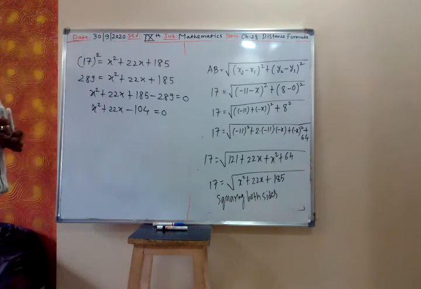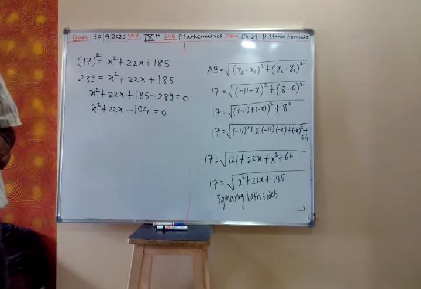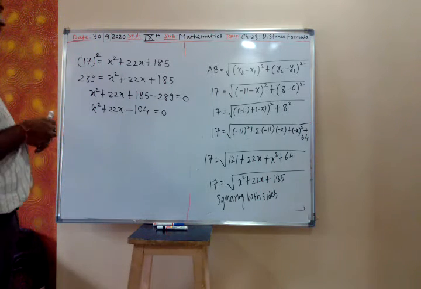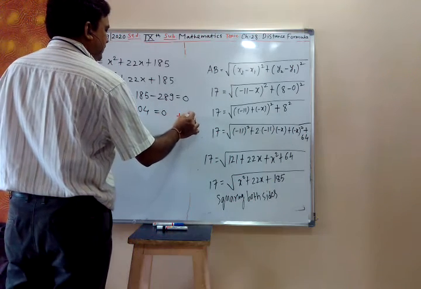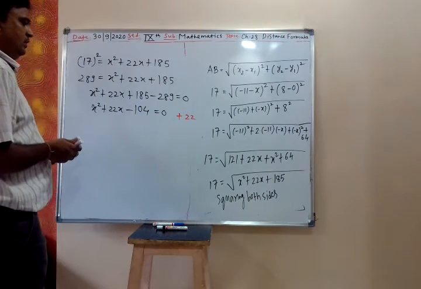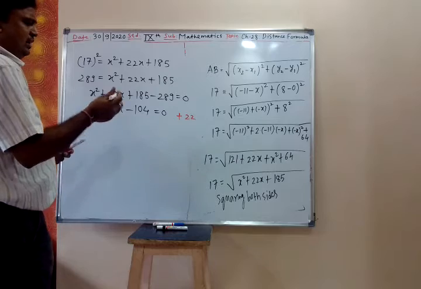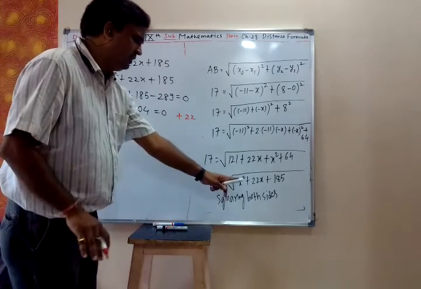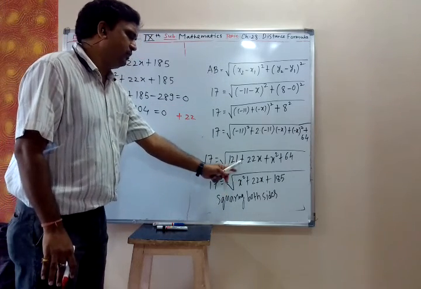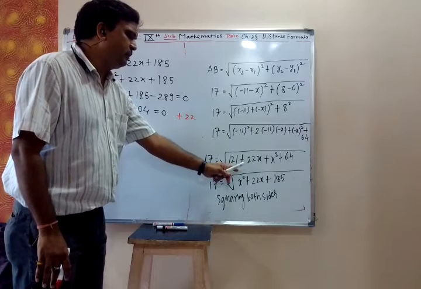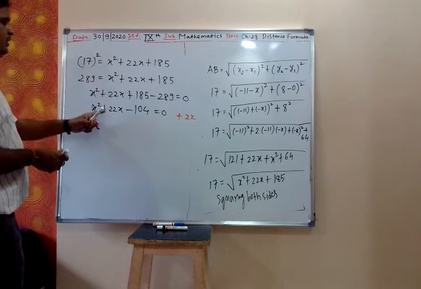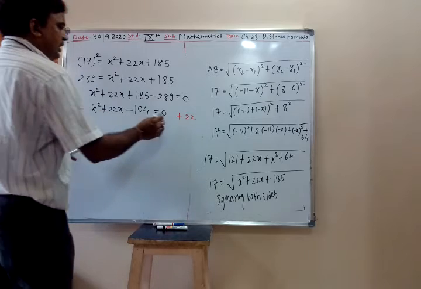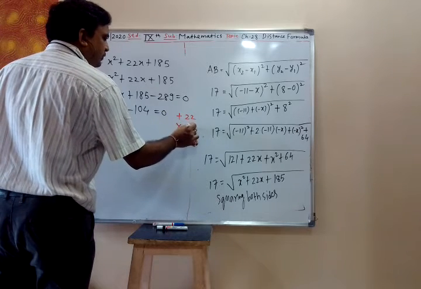Now which is a quadratic equation? First you remove the square root, simplify and then you solve the quadratic. So find two numbers whose sum is 22 and multiplication is minus 104.